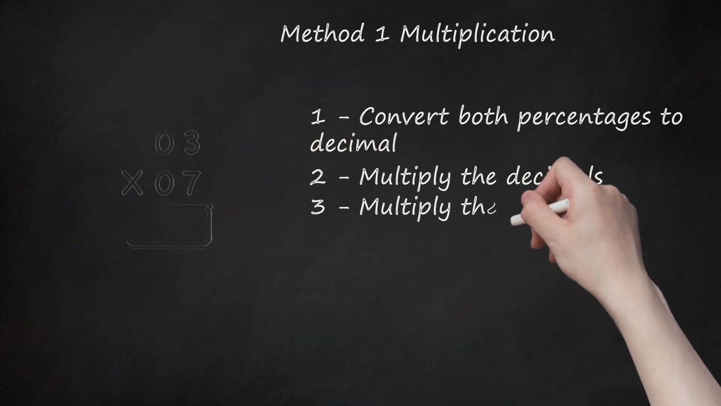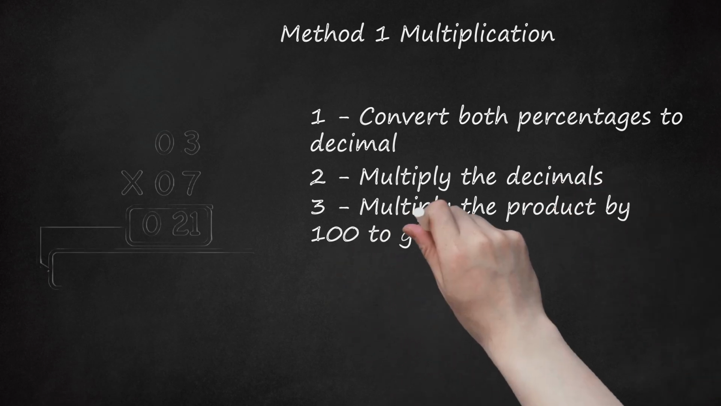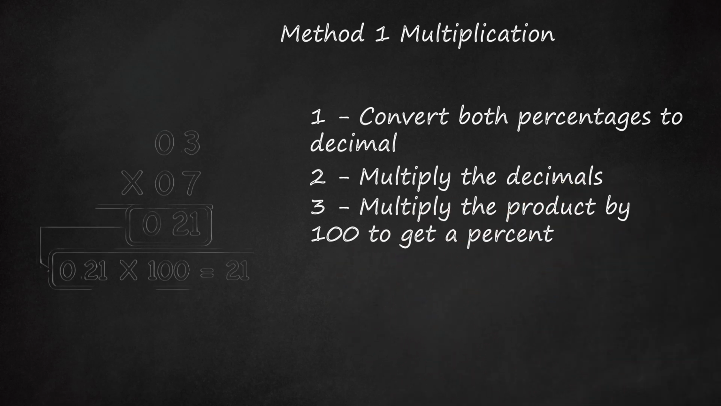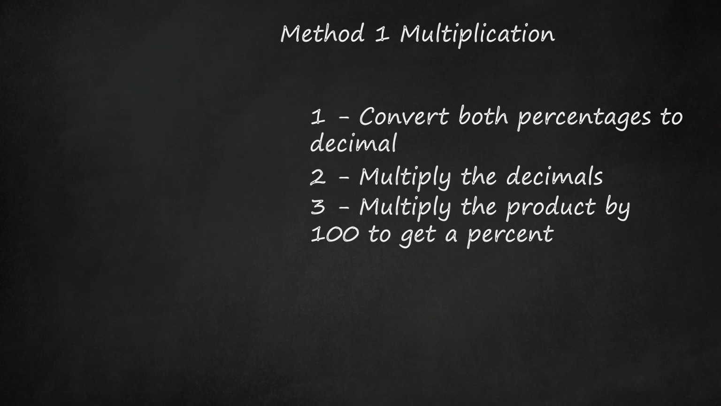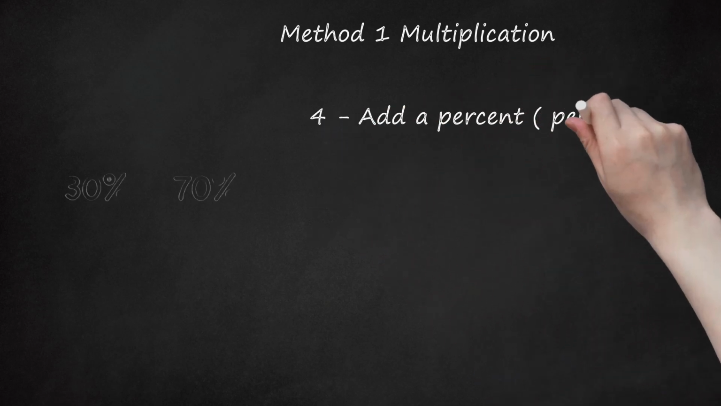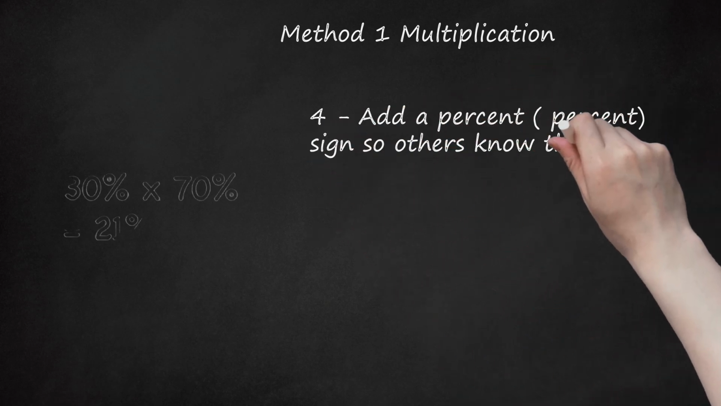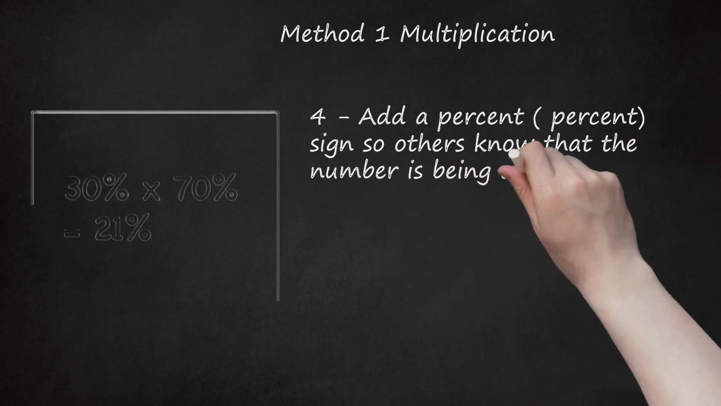3. Multiply the product by 100 to get a percent. If you had 0.25 as your product, for instance, you would multiply it by 100 to get a product of 25%. 4. Add a percent sign so others know that the number is being compared to 100.